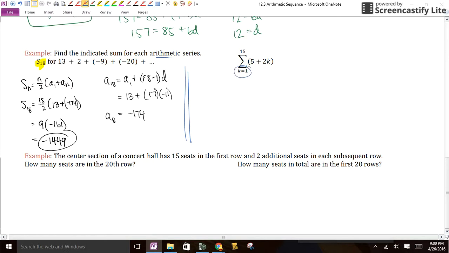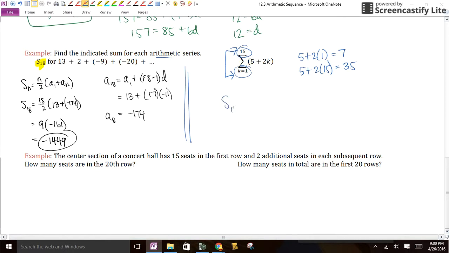To figure out the first term, you plug in a 1. So you'd get 5 plus 2, which is 7. To find the last term, you have to plug in a 15. So that would be 5 plus 2 times 15, or 35. So I know that the first term is 7. I know the last term is 35. I know there are 15 numbers in this list. So, man, this is going to be beautiful.